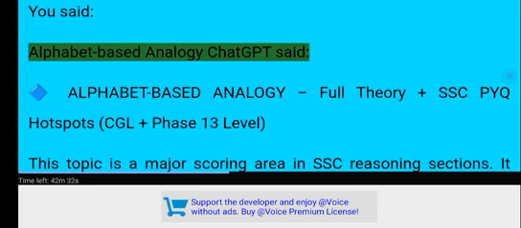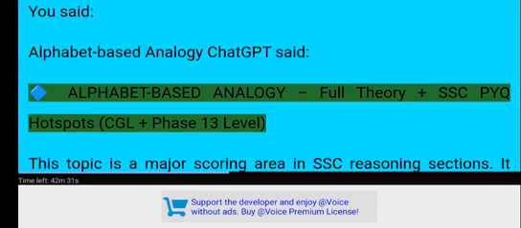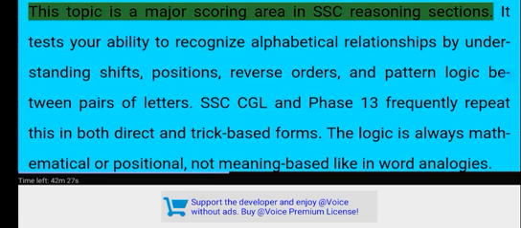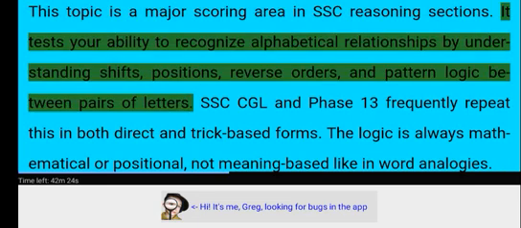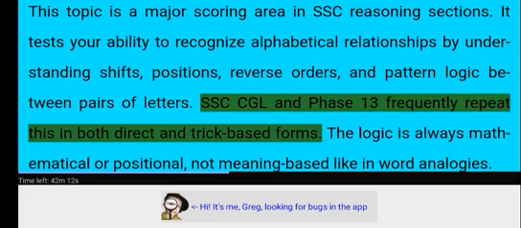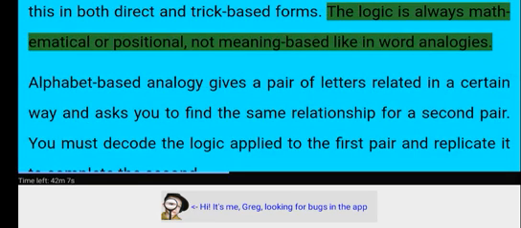You said: Alphabet-based analogy. ChatGPT said: Alphabet-based analogy, full theory plus SSC PYQ hotspots, CGL plus Phase 13 level. This topic is a major scoring area in SSC reasoning sections. It tests your ability to recognize alphabetical relationships by understanding shifts, positions, reverse orders, and pattern logic between pairs of letters. SSC CGL and Phase 13 frequently repeat this in both direct and trick-based forms. The logic is always mathematical or positional, not meaning-based like in word analogies.